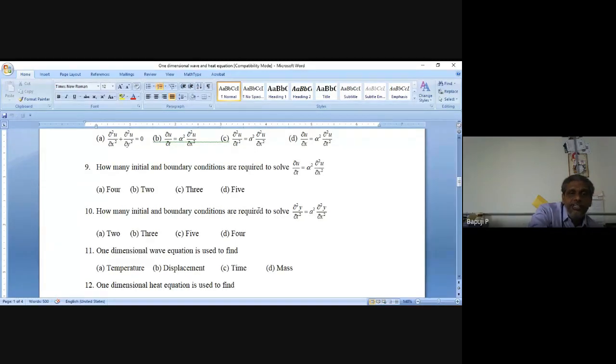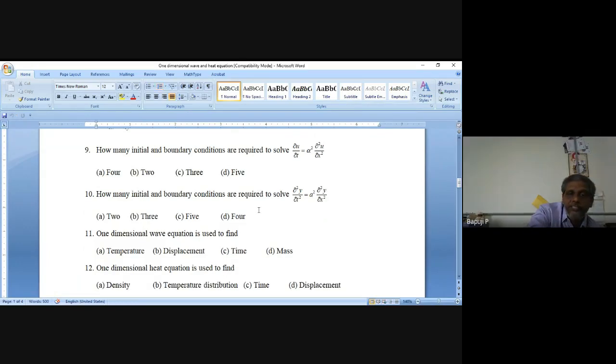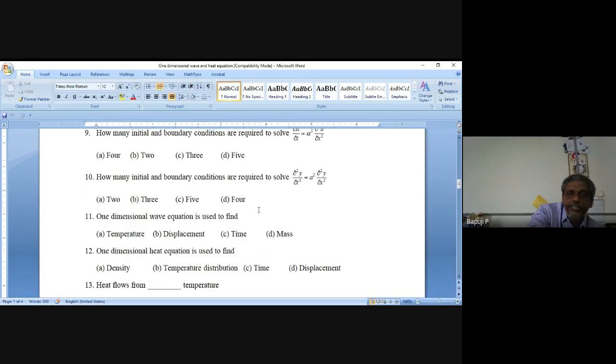The one dimensional wave equation is used to find temperature, displacement, time, mass. Displacement, sir. Very good. The one dimensional equation is used to find density, temperature distribution, time, displacement. What is u(x, t)? That is nothing but what? Density, temperature distribution, time, displacement.